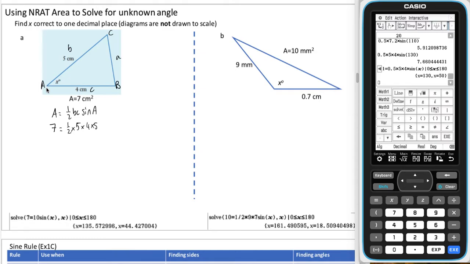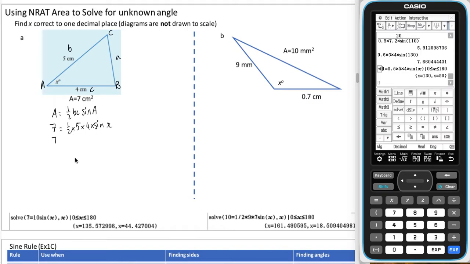Okay, now what we're going to do is we're going to pretend that we don't know our solve function here. So let's just say your ClassPad breaks on the day, or you only have a scientific calculator. So we're going to rearrange this. We're going to solve for x by rearranging. Firstly, we've got half times by 5 times by 4. Well, 5 times 4 is 20. Half of that is 10, right? So we know that if we want to get this by itself, it's going to be 7 divided by 10 is equal to sine of x.